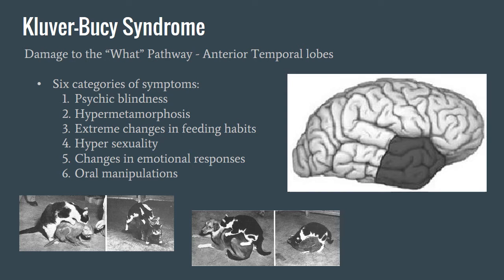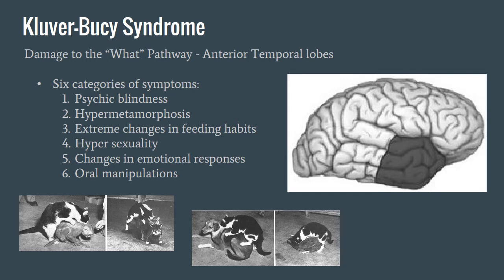Kluver-Bucy syndrome is diagnosed when there is significant damage to the what pathway, or the anterior temporal lobes. There are 6 categories of symptoms that are associated with the Kluver-Bucy syndrome. The first one is psychic blindness, which is the inability to recognize objects for what they are, even though visual acuity remains unchanged. The second is hypermetamorphosis, which is when you reach for an object as soon as it is presented visually, even if that object has been associated with negative rewards in the past.